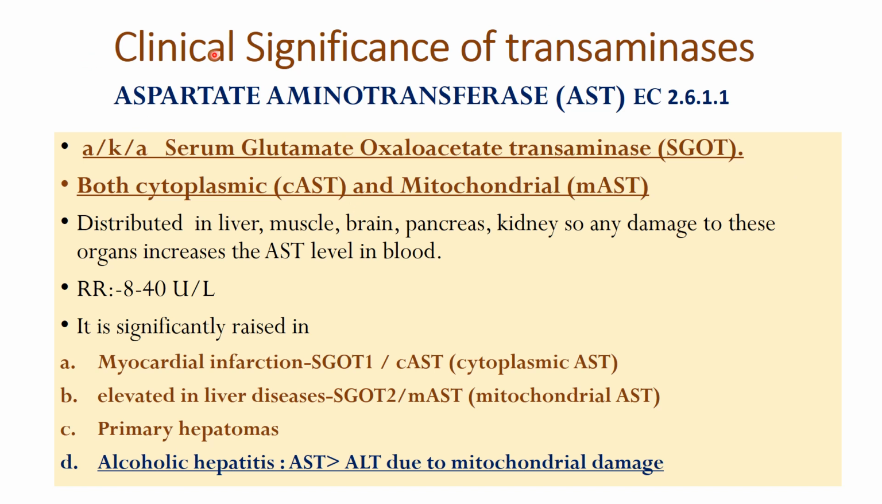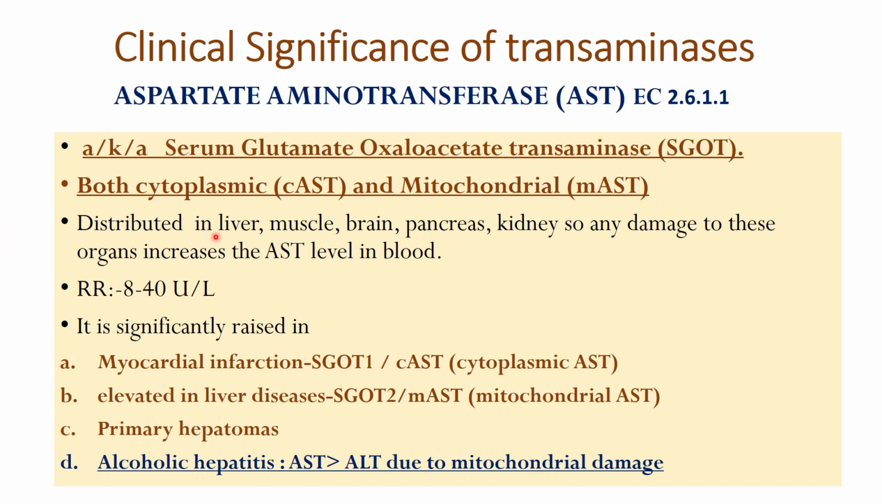So let us look at the clinical significance of transaminases. We'll begin with aspartate aminotransferase, whose enzyme code is 2.6.1.1. It is also known as serum glutamate oxaloacetate transaminase, that is SGOT. It is both cytoplasmic and mitochondrial. The cytoplasmic fraction is known as CAST and the mitochondrial fraction is known as MAST. Or you can also call them SGOT1 and SGOT2.